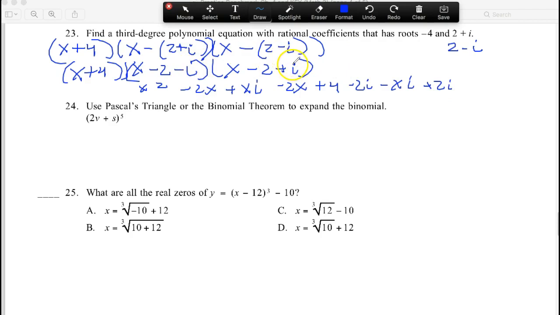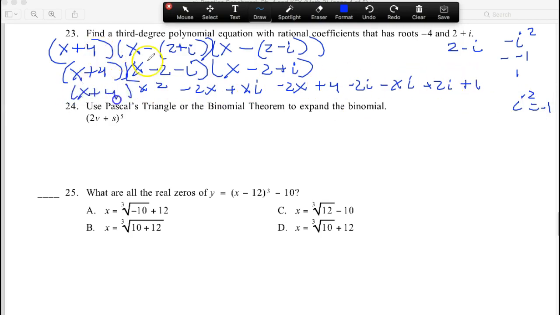Negative i times positive i, let's write that up here. Negative i times i is going to be negative i squared, which is negative 1 times i squared. Well, i squared is negative 1, so it's a negative 1, which makes it a 1. So negative i times i is going to be plus 1. Remember, i squared equals negative 1. If you've forgotten that, i squared is negative 1. Okay. So now I have all this, and I still have to multiply all of that by x plus 4.